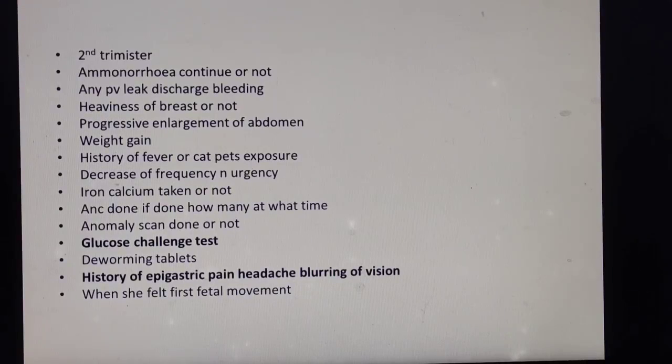This is very important. And then you have to ask about heaviness of the breast, because the breast will slowly become big. Along with this, you have to ask about progressive enlargement of the abdomen, because the baby is growing. The progressive enlargement of the abdomen is very important because obviously the baby is growing, so the abdomen will grow in size. Weight gain, very important in the second trimester. What is the weight gain of the patient? Very important. And the history of fever.